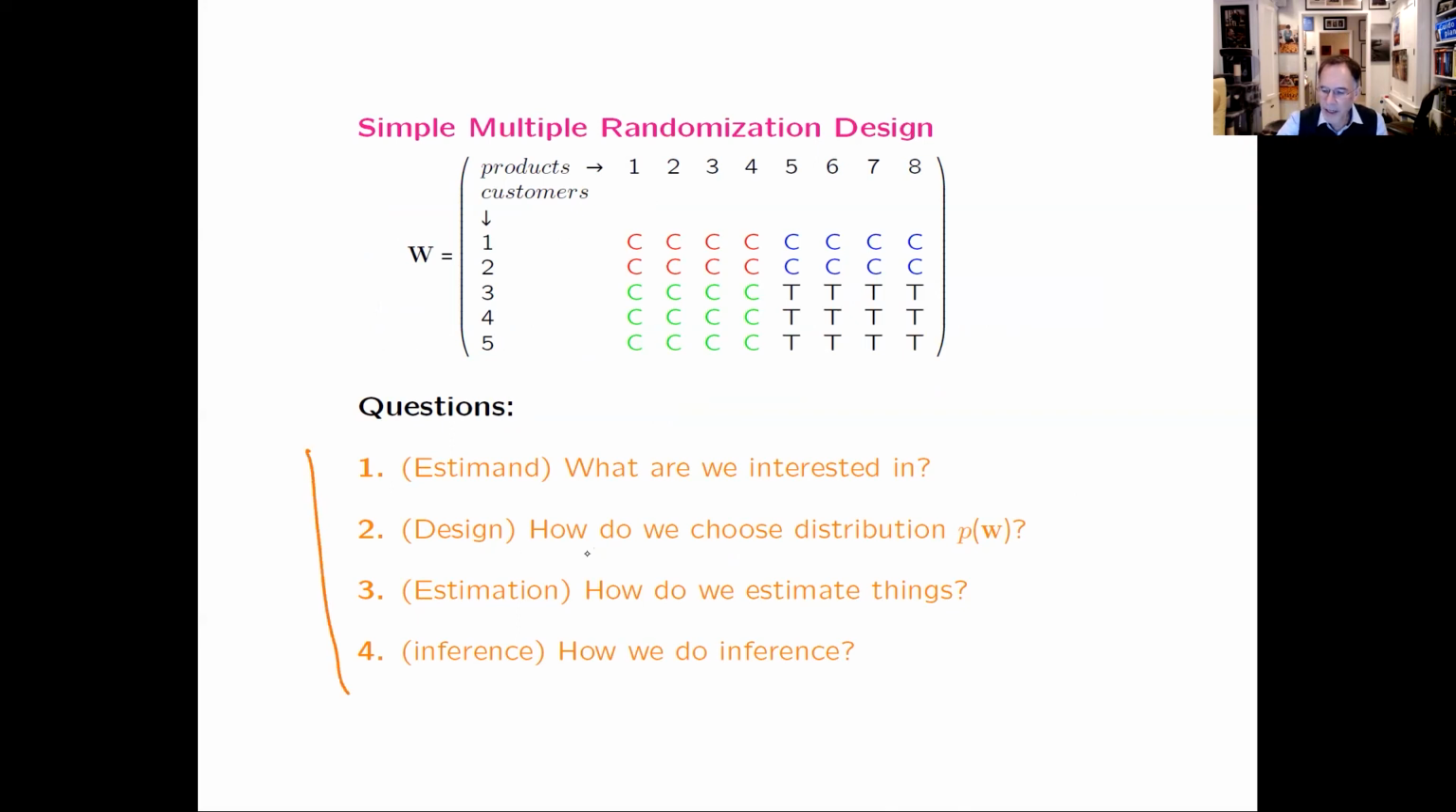The questions we're interested in: what are interesting estimates? How do we do the design? What is actually a good distribution over all possible matrices of assignments? So in the standard case, we just have a vector of assignments, and the design consists of a distribution over the binary indicators. Now we have a distribution over this whole matrix of these binary indicators. And so we're interested in what correlation structures we should use there to get good estimates of the things we're interested in.